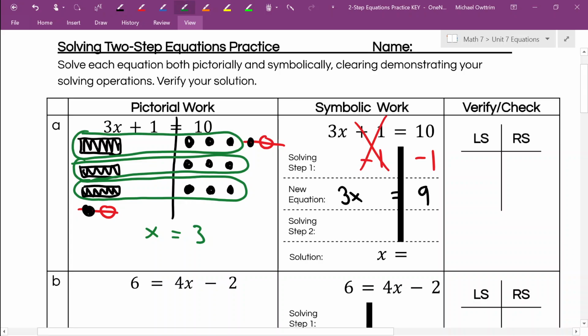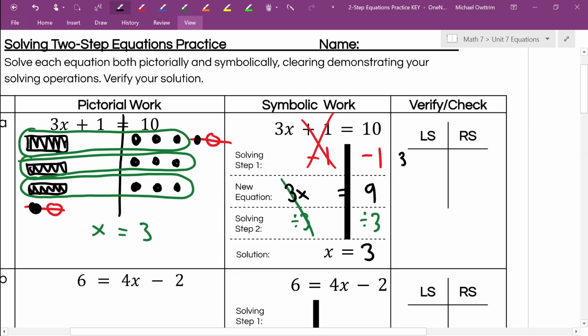Finishing up, we're going to divide both sides by 3 to undo the multiplying by 3. 3 divided by 3 cancels out, leaving us with just x, and 9 divided by 3 is 3. That's our solution. In terms of verifying, we want to check our original left side and right side, and check that when x is 3, or replaced with 3, then the left side and the right side are the same number.